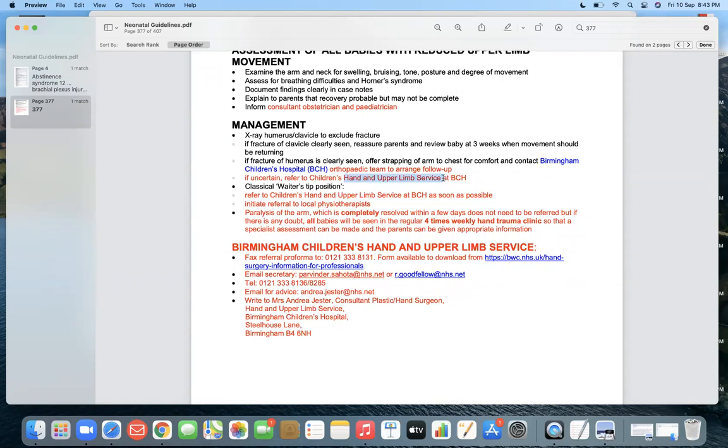Okay, no problem. So 2 things, the referrals, remember: you will refer to the neurosurgeon if the palsy persists more than 3 months. Usually it should improve within 3 weeks. If it resolves within a few days, no need to refer. But if it persists beyond that, you will be referring; if 3 months and more, you will refer to the neurosurgeon. But within a few days, if it is not improved and you have a doubt, you will refer to the hand trauma clinic. So this is the hand and upper limb service.